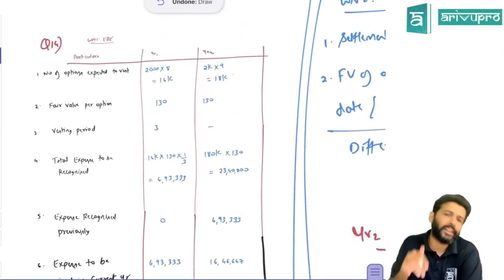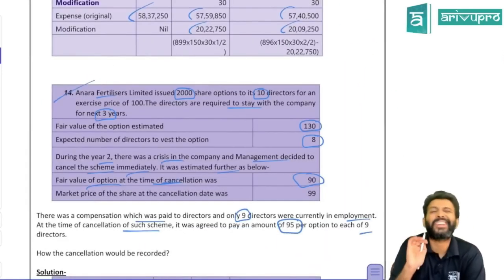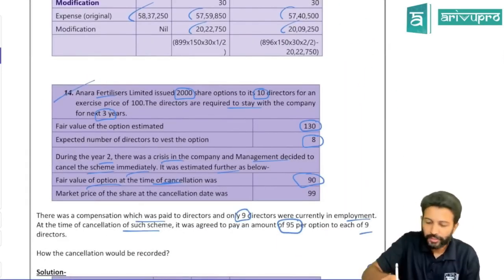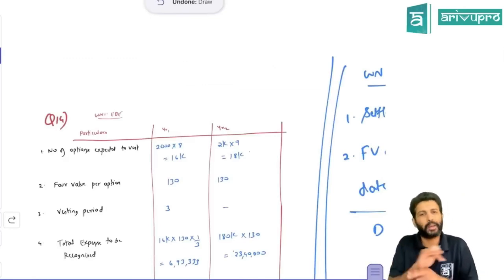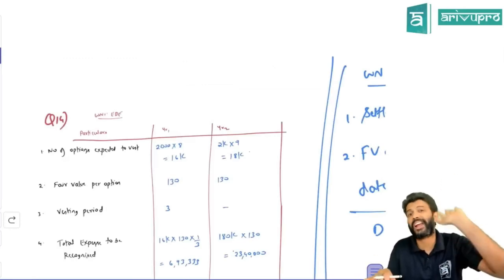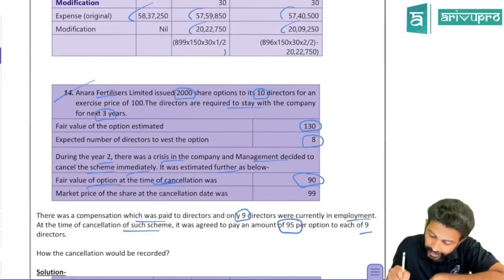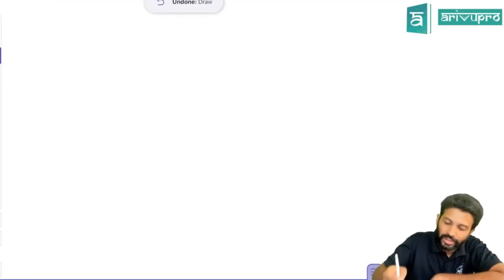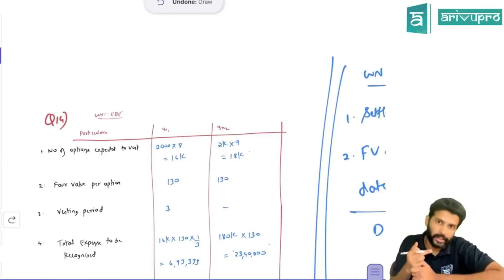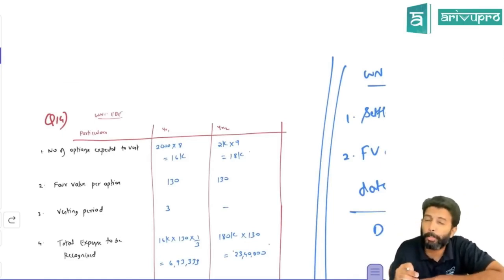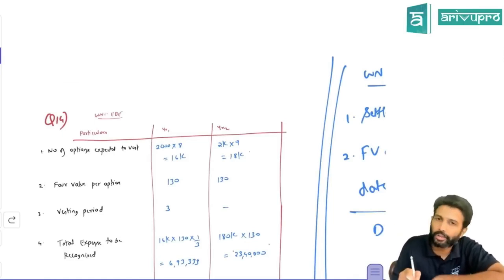Okay. Now the second year. In the second year, you did the cancellation of the plan. Though in the first year the company thought only 8 directors will avail the option, at the end of the second year, the company cancelled the scheme. And how many directors are actually in employment? Not 8, but 9. So you will take 2,000 into 9, which is 18,000, because 9 directors are actually there and each director has an option to purchase 2,000 shares. So it will be 18,000.